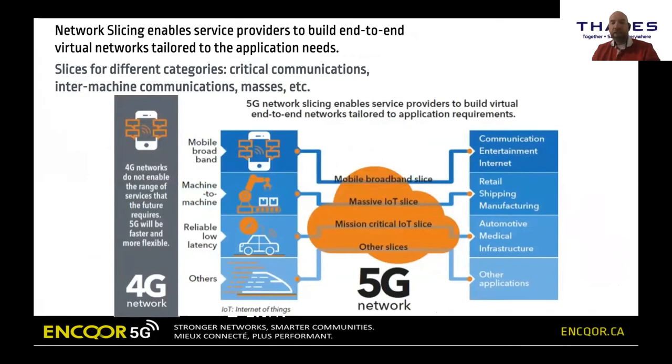One of the other things is slicing. 4G is one network, best effort. Everybody has the same priority. 5G will have what we call slicing. Slicing is a different quality of service and performance depending on your need. And you can say, yeah, but it's not fair. It's not democratic. Everybody should be equal.